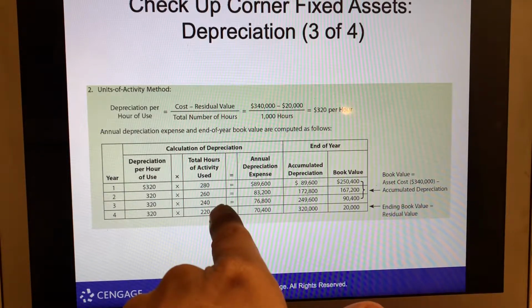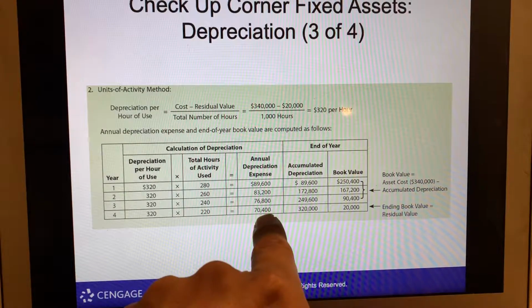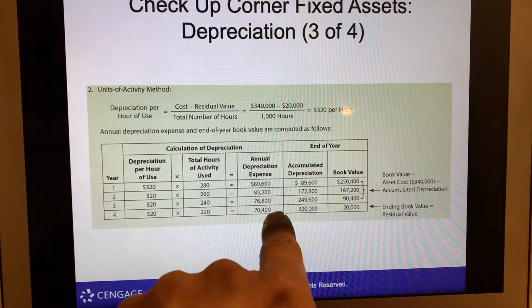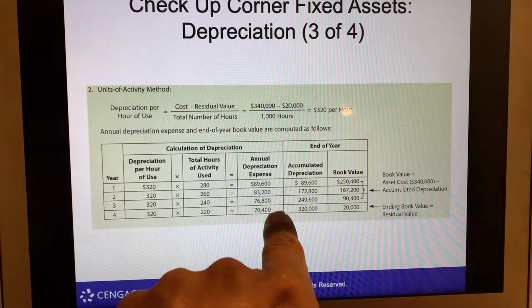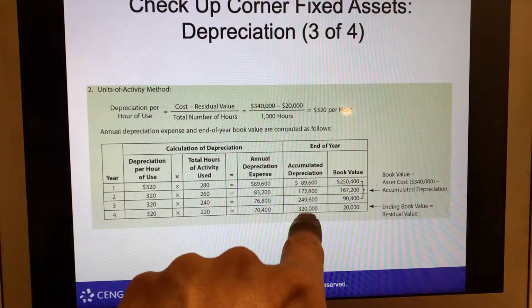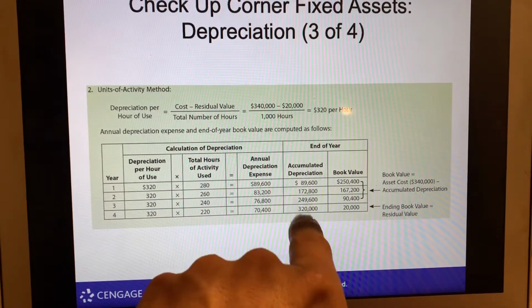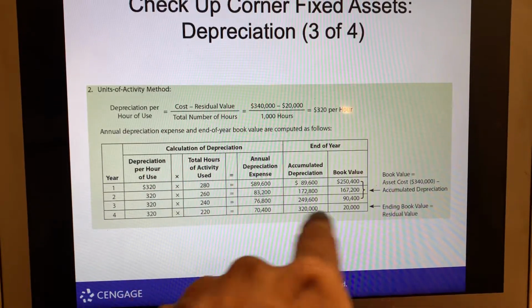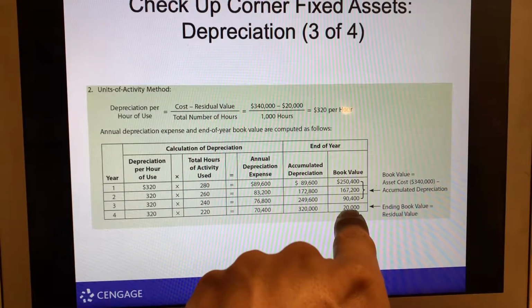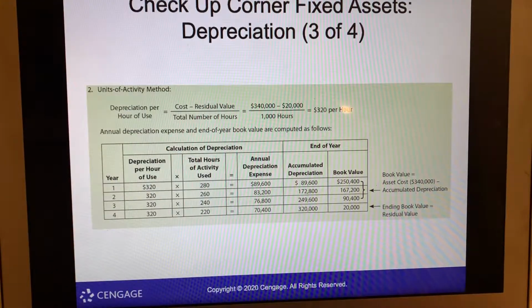And then lastly, in our year 4, 220 hours comes to $70,400 of depreciation expense. So our total accumulated, we're fully depreciated at 328,000. Notice how we're inverted. That decreases, but that increases over there. So our book value is now 20,000. So that's the units of activity.